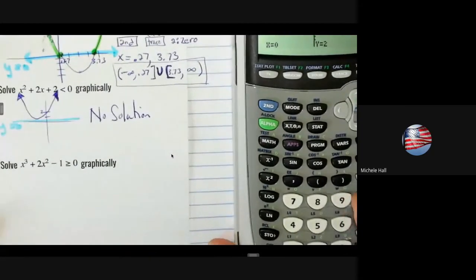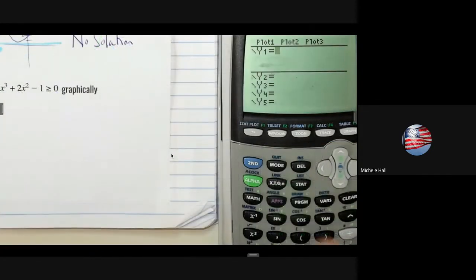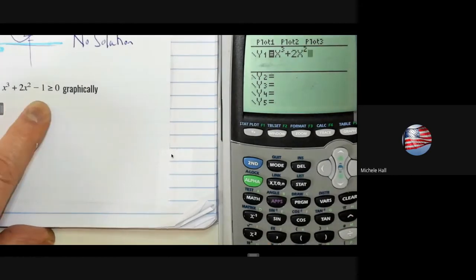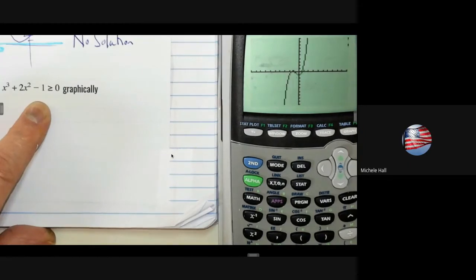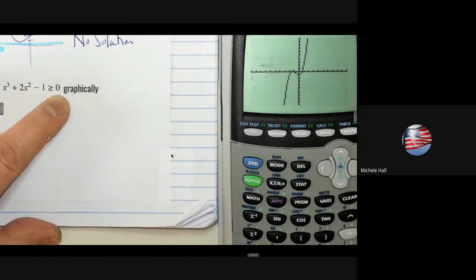Solve x cubed plus 2x squared minus 1 is greater than or equal to 0 graphically. X, to the third power right here, the little hat, to the third power, arrow over, plus 2x squared minus 1. All right, this shape definitely looks different. We need to solve this. When is it greater than or equal to 0?